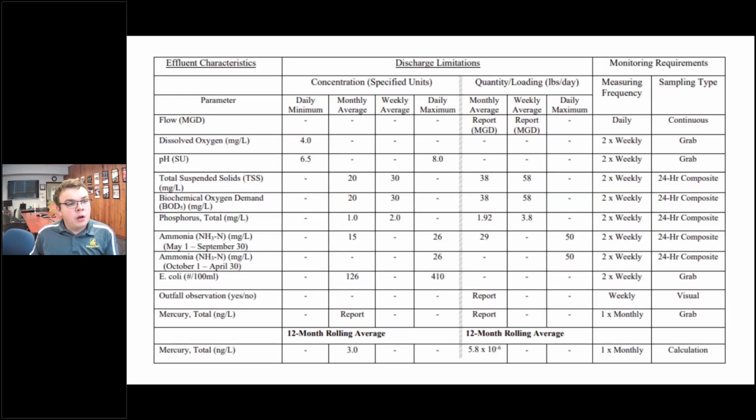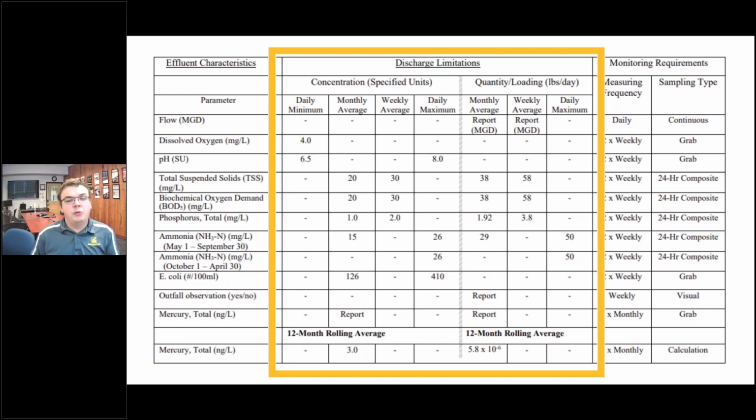So this is a little sample of a permit from a facility. It's split up into 3 different sections. The first section has your parameters of what you're being tested on. So there's flow, dissolved oxygen, pH, total suspended solids, the list goes on. The second section is your required concentrations for those different parameters.